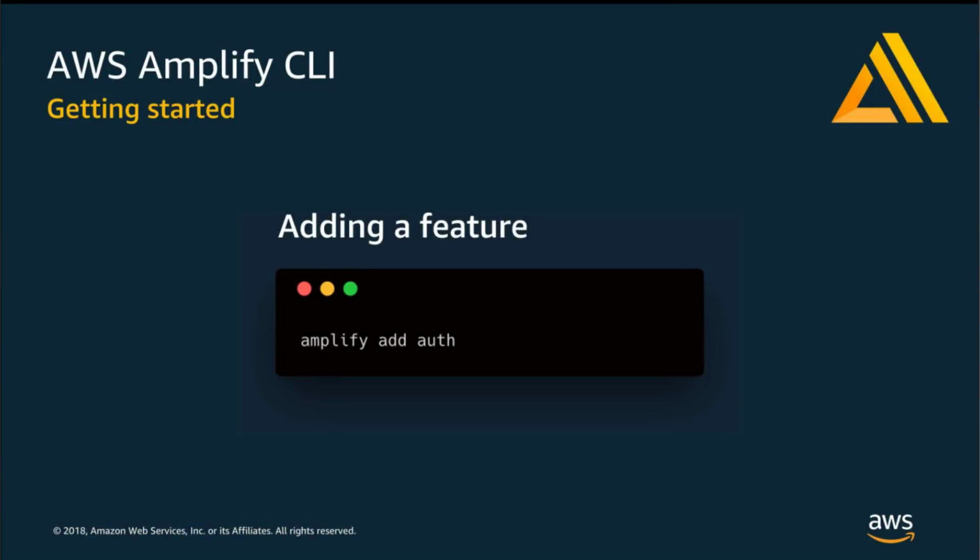Now that the Amplify project has been initialized, you can start adding features. To add a feature such as authorization, you can simply run amplify add auth from your command line. That will go ahead and scaffold some authorization code for you and get the local configuration ready to go.